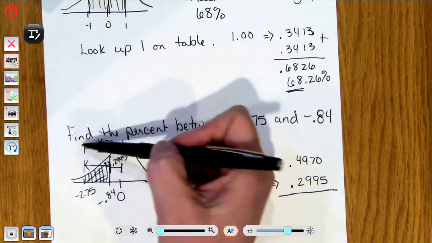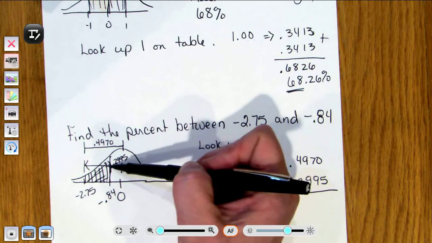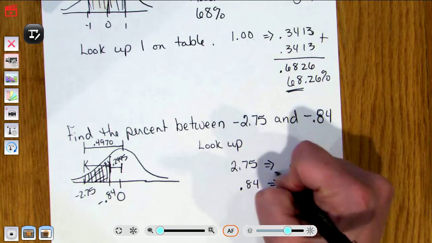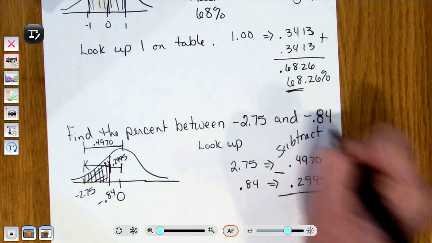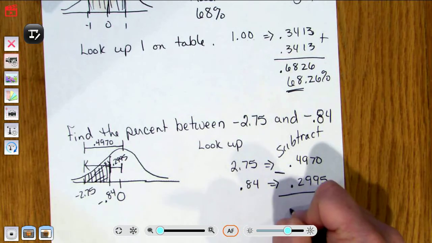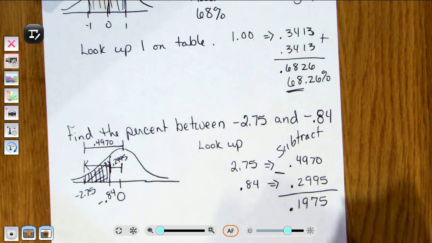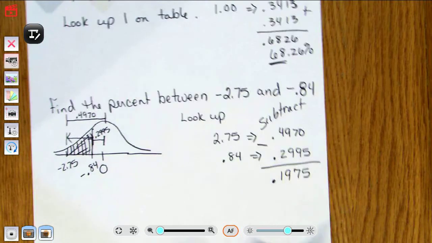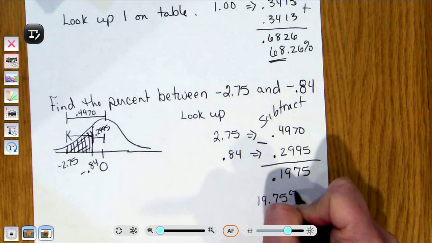So what I'm going to do is take the big whole part and get rid of this guy. So I'm going to subtract. And when I subtract using my calculator, I get 0.1975 or 19.75%.